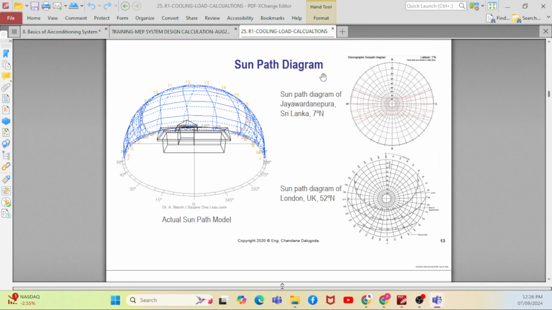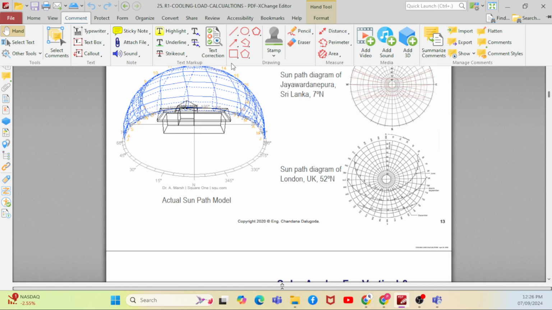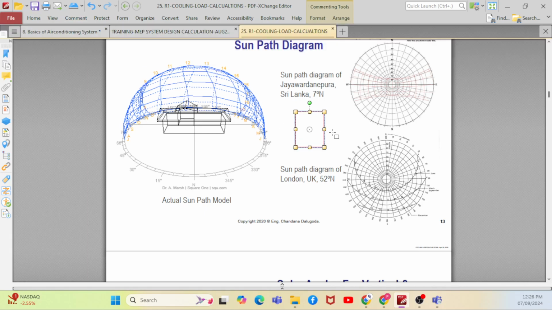So this is the sun path basically. You have a direction from one direction to another direction, right? When you talk about a building, the sun will be moving from one side to another side. On this particular side you have a different load, and on this particular side you have a different load, depending upon the sun intensity, the solar intensity.